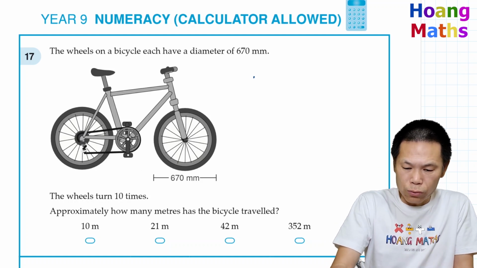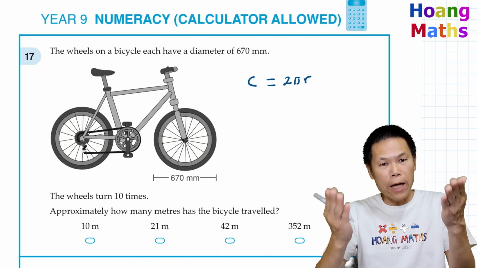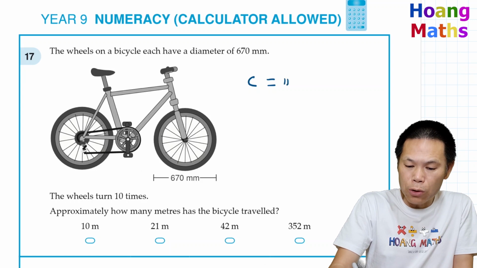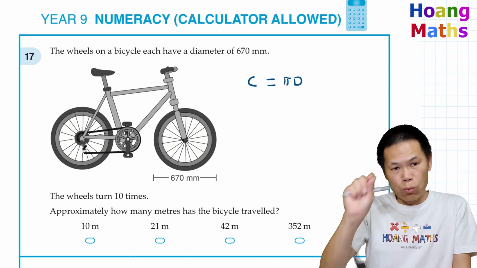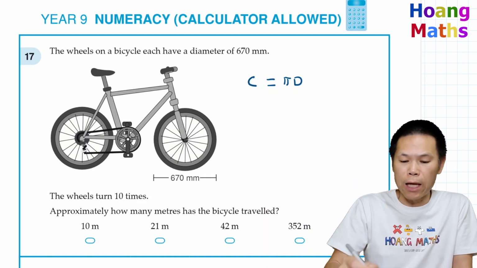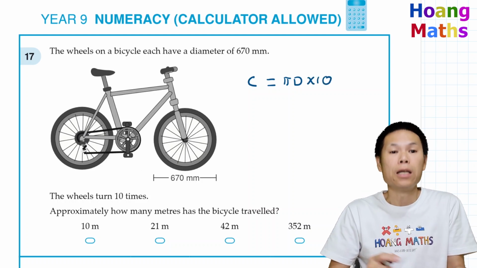So circumference is 2 pi r or pi d. In this case, we use pi d. It's better because we know the diameter already. So pi d. That is one turn. Remember that. And we need to do 10 times that. So 10 turns, so we just times by 10. So that is the distance.